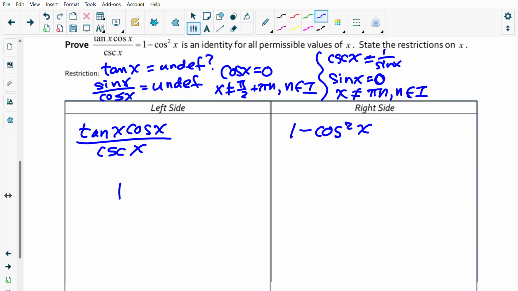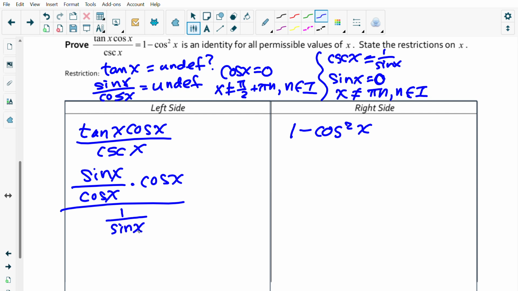One of the first things I can do is I see tangents and cosines. Well, they pair up nicely because I can do this: sine of x over cosine of x times cosine of x divided by, well, I'm just going to turn that cosecant of x into a sine of x. Okay, so I'm going to highlight what identities I've used: the quotient identity, and the reciprocal identity. Let's see where that leads us.